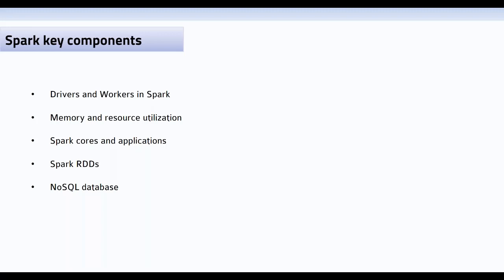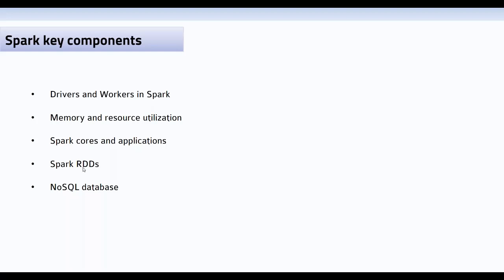The memory and resource utilization metrics, again, very crucial component when we're talking about Spark monitoring. Spark core is the backbone of the entire Spark application, in fact, because it is solely responsible for scheduling, dispatching, and even controlling the APIs that define the Spark resilient distributed data set, which is called the Spark RDDs. So the Spark RDDs, again, important components to monitor.